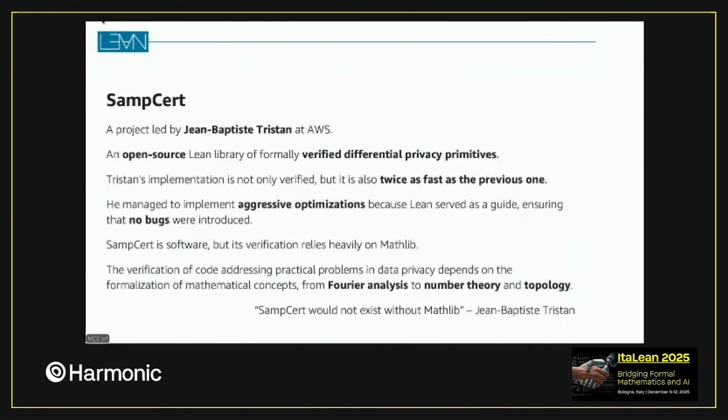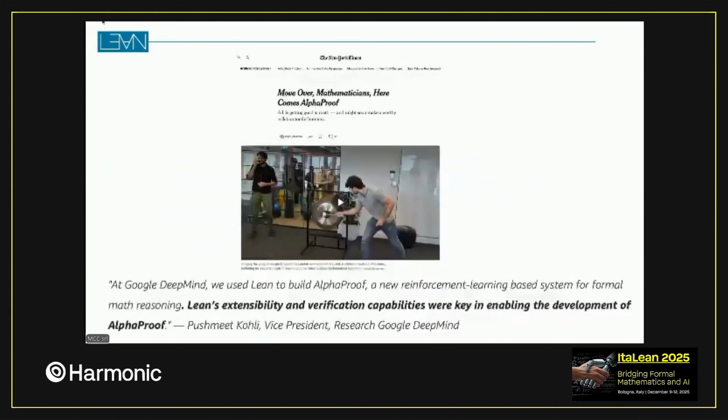SAMSURT is another great project that uses Mathlib. I think the Mathlib community thought there was no use for this math. But there is. I mean, cryptography, facial privacy needs math. And people were really surprised with this project that Jean-Baptiste Tristan did using Lean.